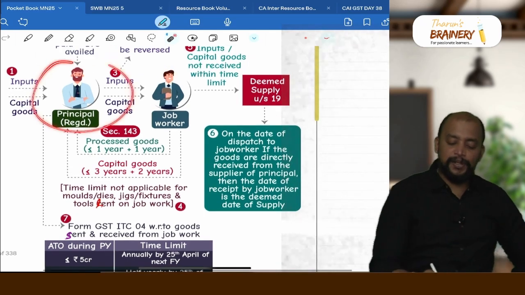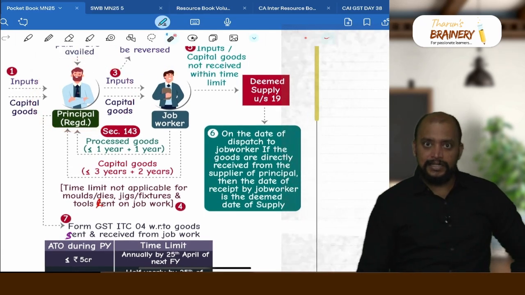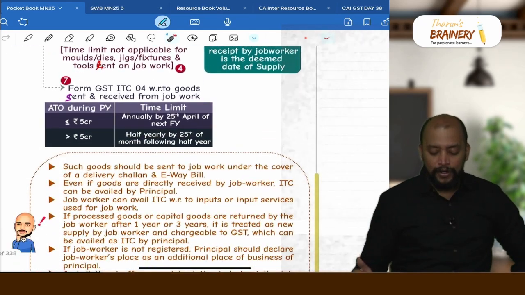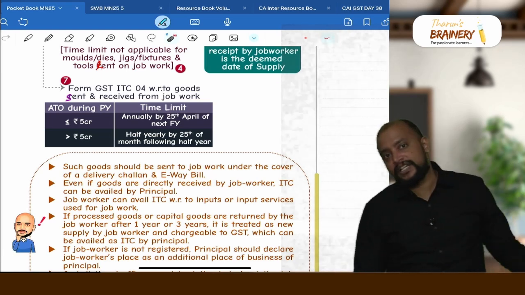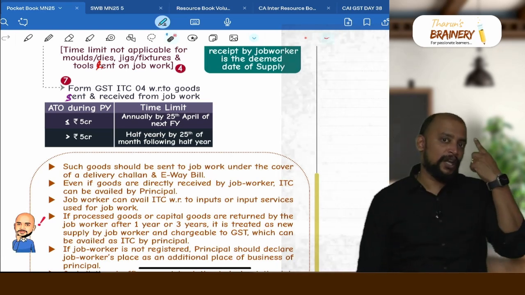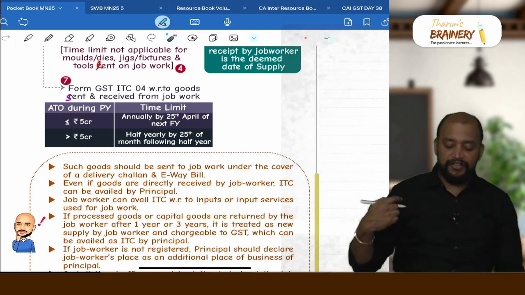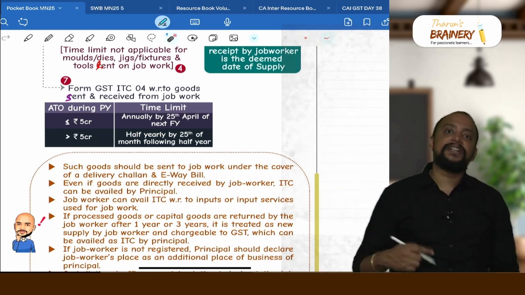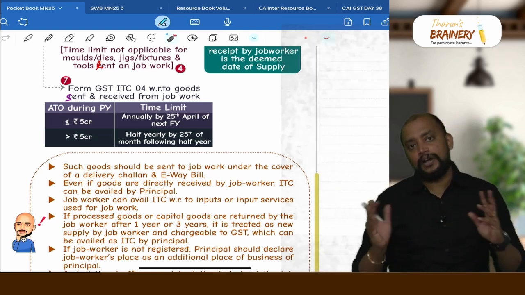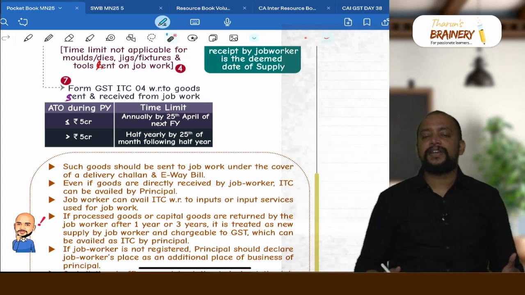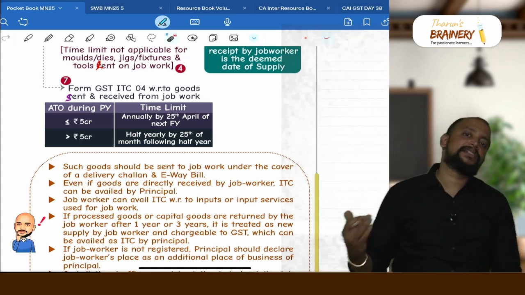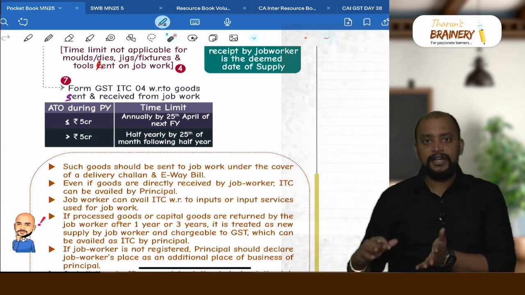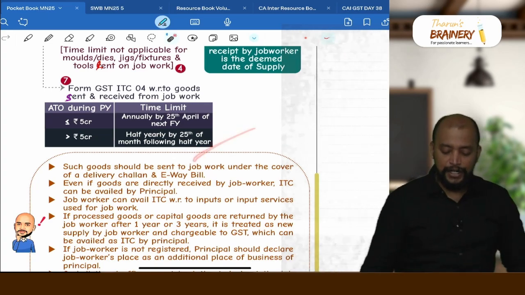And this principal has to report all these details in one form, that is ITC-4. If the turnover during the previous year does not exceed 5 crores, then it should be filed only once a year by April 25th of the succeeding financial year. If the aggregate turnover exceeds 5 crores, we need to file half yearly. The first half year by 25th October of the next financial year, and the next half year by 25th April of the remaining half year. So half yearly we need to file.